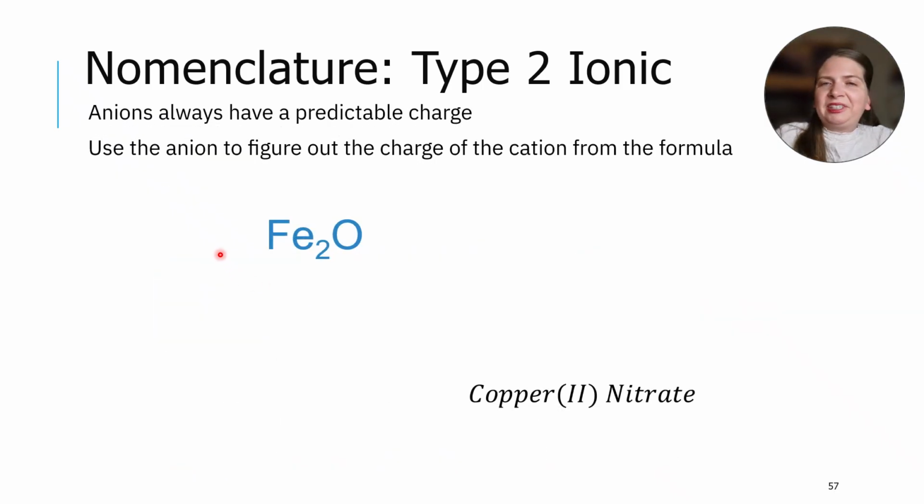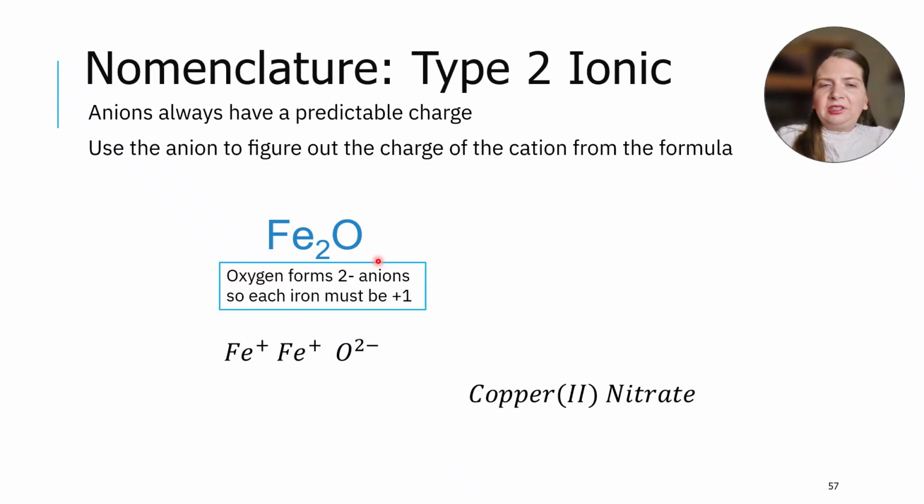Let's look at some examples of type 2 ionic compounds. Remember that the anion always has a predictable charge, and we can use the chemical formula to determine the charge of the cation. For example, consider Fe2O. This compound contains 2 iron cations and 1 oxide anion. Oxygen will have a 2 negative charge.